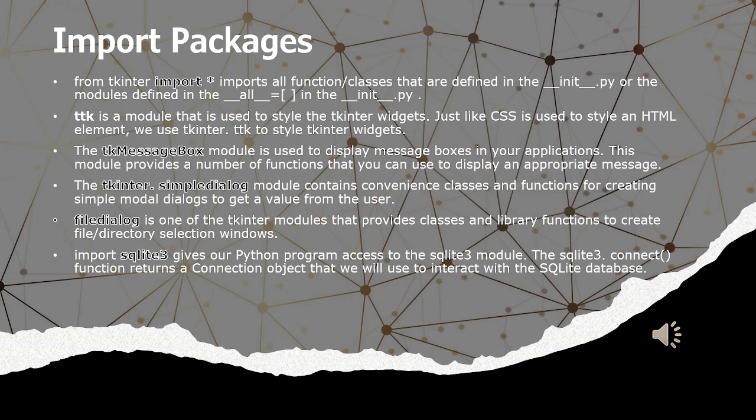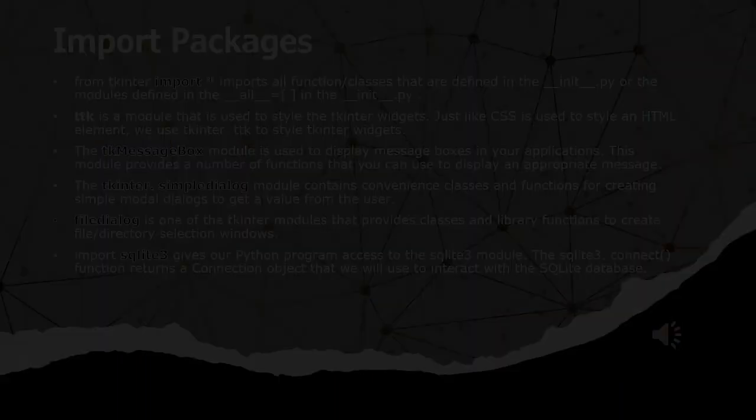The tkinter.simpledialog module contains convenience classes and functions for creating simple modal dialogs to get a value from the user. Filedialog is one of the tkinter modules that provides classes and library functions to create file or directory selection windows. Import sqlite3 gives a Python program access to the sqlite3 module. The sqlite3.connect function returns a connection object that we will use to interact with the SQLite database.